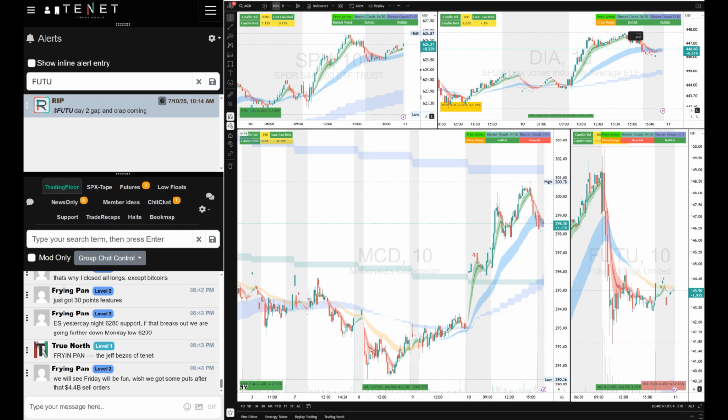MCD was also part of the Dow Jones. So Dow Jones was strong, so it helped MCD, and it was also an MTF magnet setup, right? You see that from one MTF to the other MTF, it almost hit that MTF magnet. So that was beautiful.